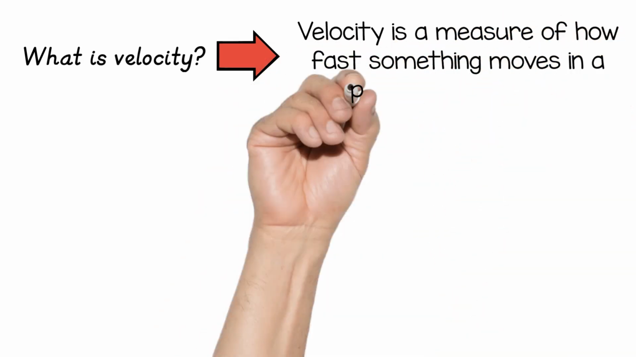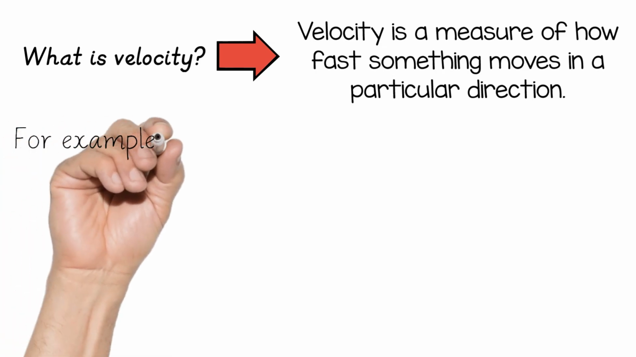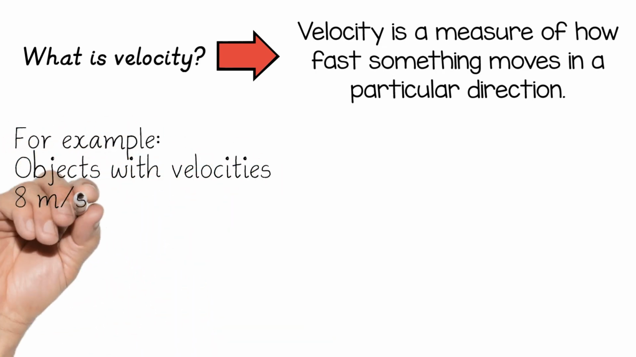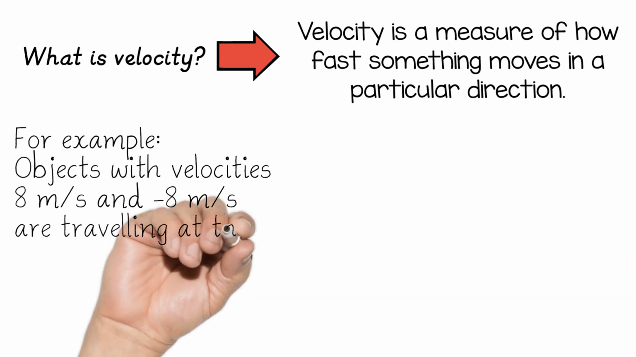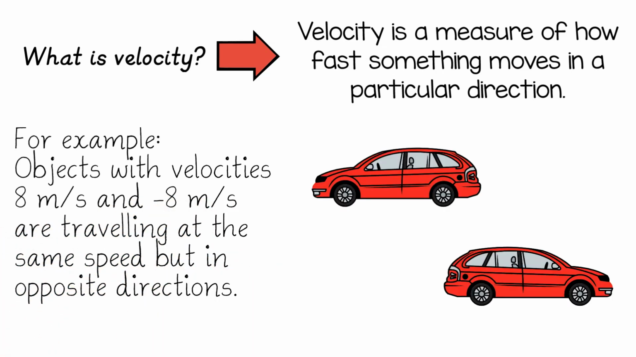So if I have two objects, one is moving at 8 meters per second and another is moving at -8 meters per second, they're traveling at the same speed because they have the same numerical value, but one is going in the positive direction, one is going in the negative, so it shows they're going in different directions.